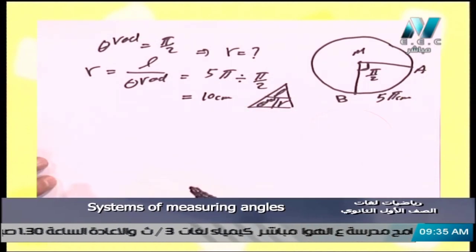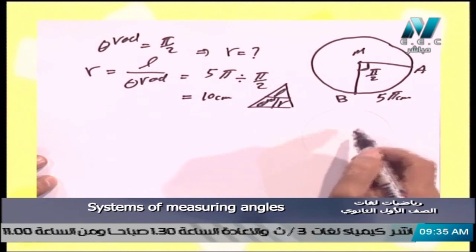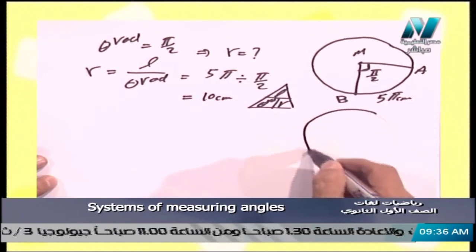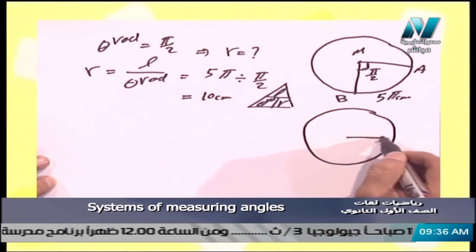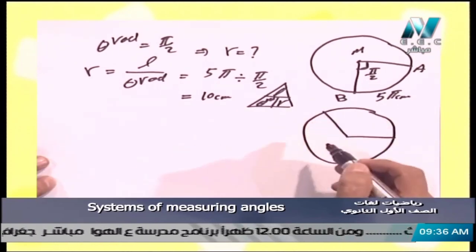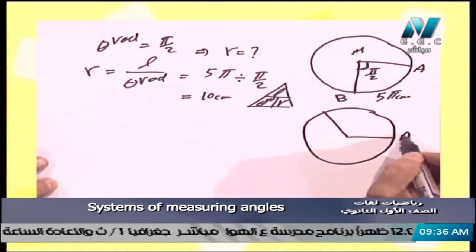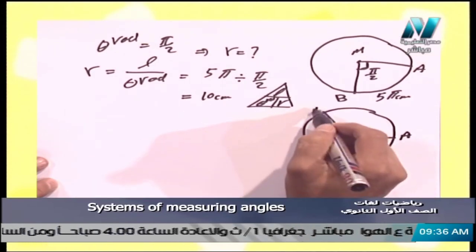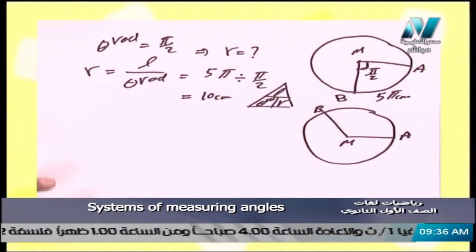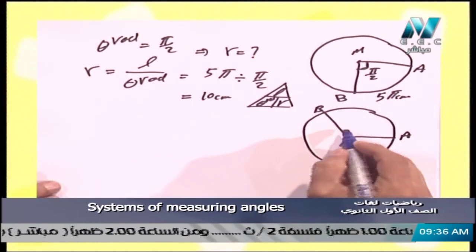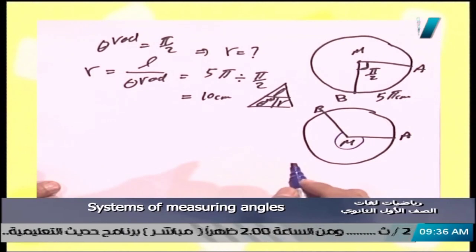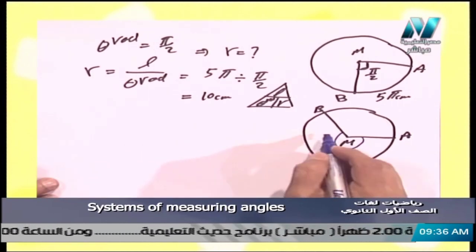Let's move to another example. We have here another circle like that, and we have the center of the circle. We have A, M, and this is B, and we have a reflex angle, this reflex angle here, which is equal to 5 over 4 pi.